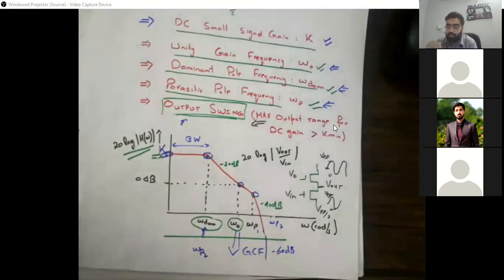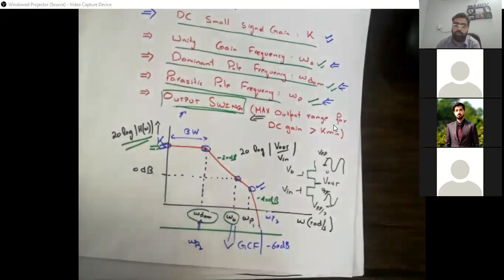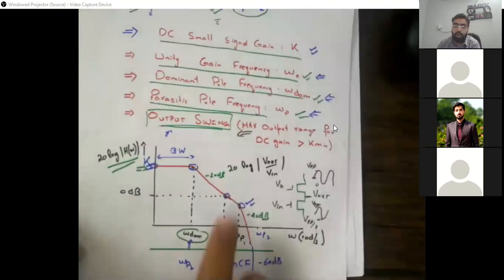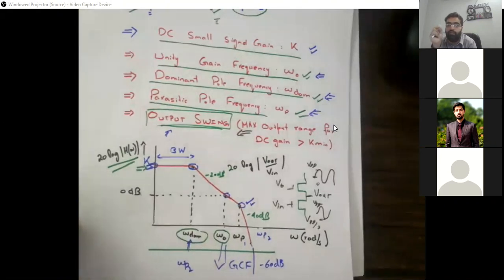They are not the parasitics. This one is a parasitic pole, but the dominant pole is also the first pole. Omega naught is not something which is going to come in the expression, because this is the point where the magnitude plot is going to cross unity, or it's the unity crossover frequency.